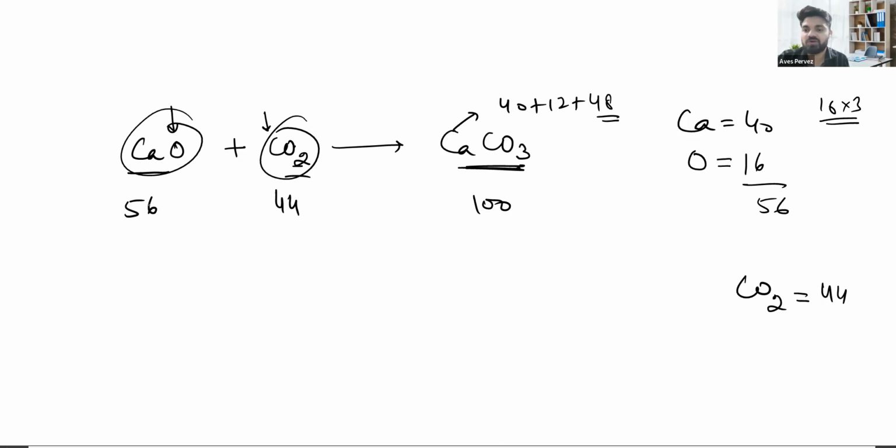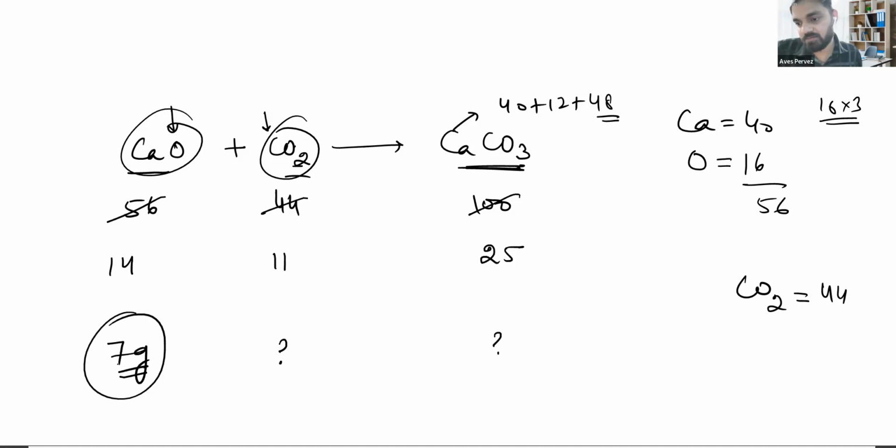So what is the simplest ratio? You can divide all by 4. You will get 14, 11, and 25. Okay, this is the simplest ratio. Got it? So if I have 7 gram of this one, then how much amount of carbon dioxide and calcium carbonate will be formed?